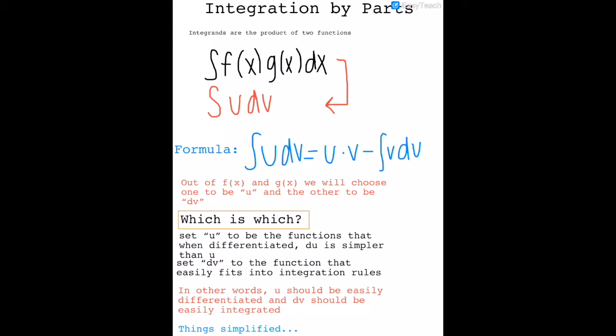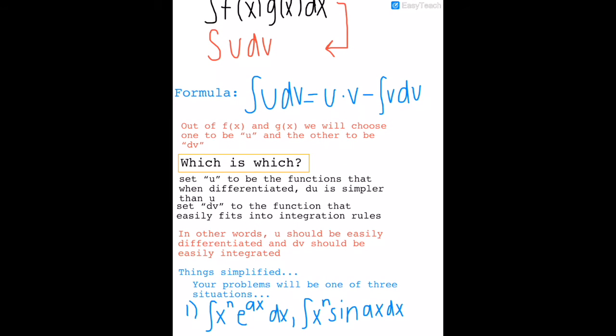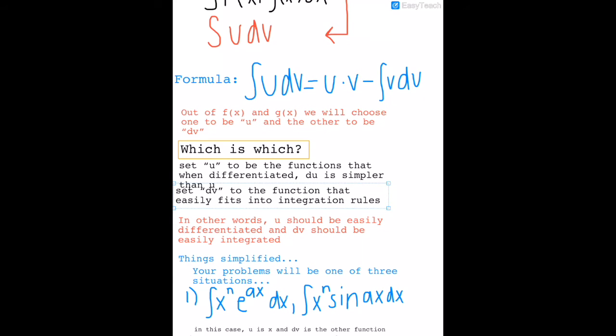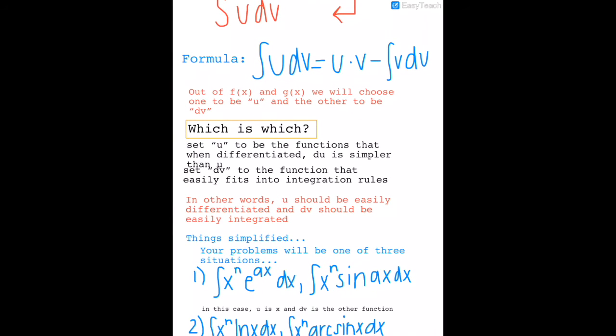But what's u and what's v? So out of f of x and g of x, we will choose one to be u and the other to be dv. Which one is which? Set u to be the function that, when differentiated, du is simpler than u, and set dv to the function that easily fits into integration rules. In other words, u should be easily differentiated, and dv should be easily integrated.